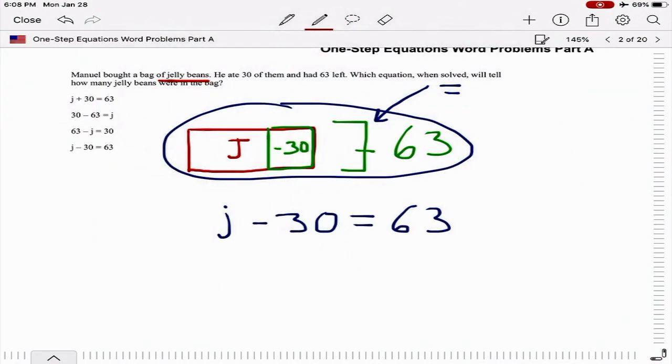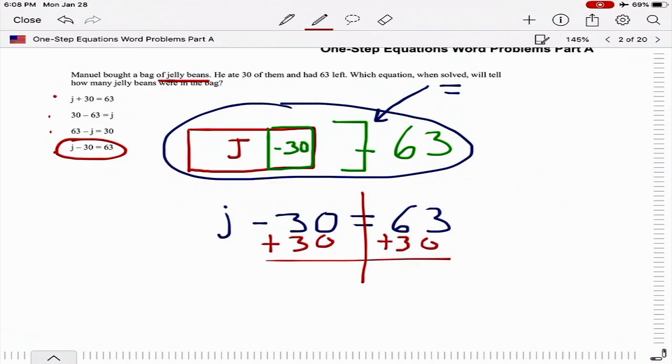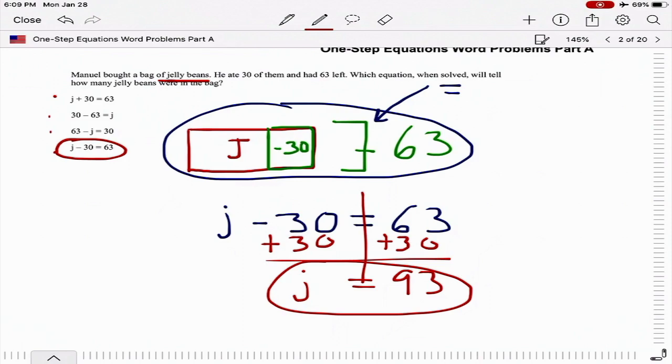But in this problem here, they just want us to circle the option over here. Which one exactly has what I have? And that'll be the last choice. So in this word problem, J minus 30 equals 63 will get us our answer. Let's solve it anyway. Draw a line through the equal sign. You would do plus 30 to both sides. And J equals 93. Meaning that Manuel started off with 93 jelly beans.